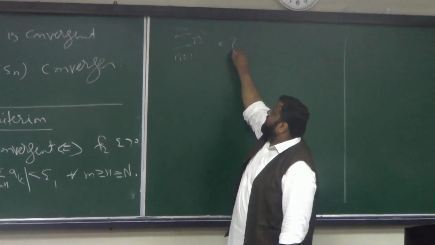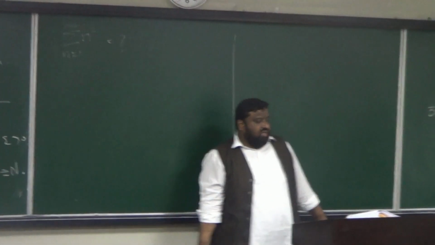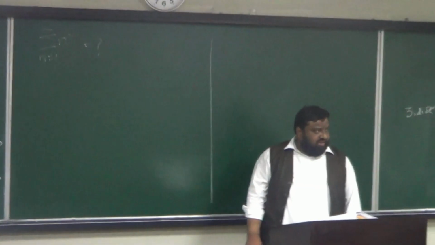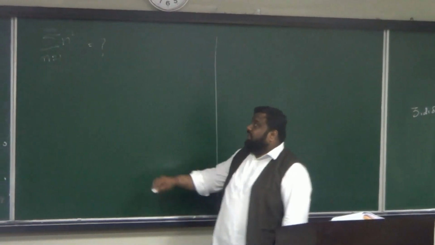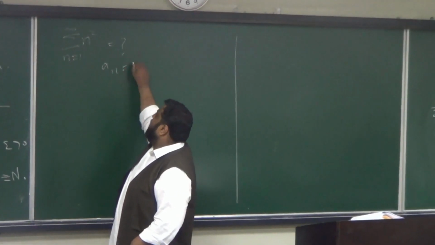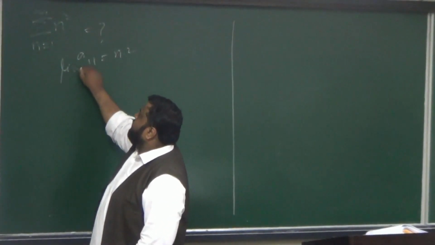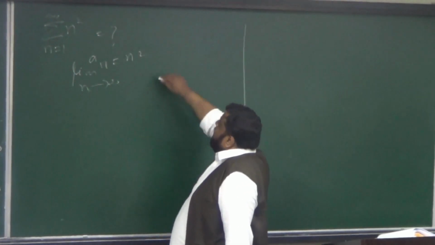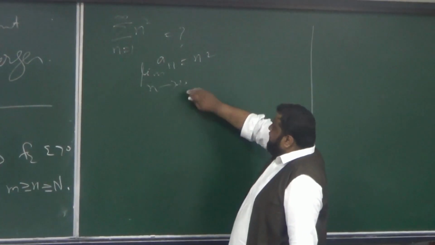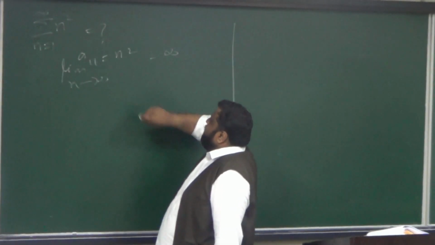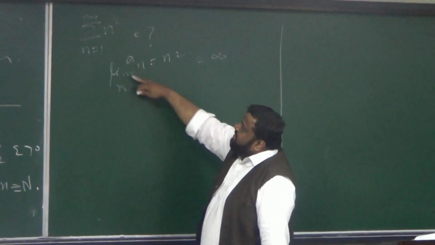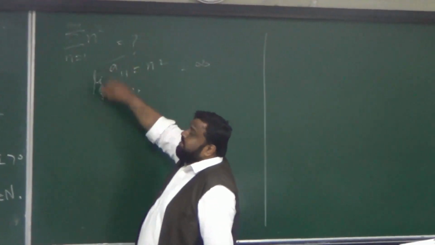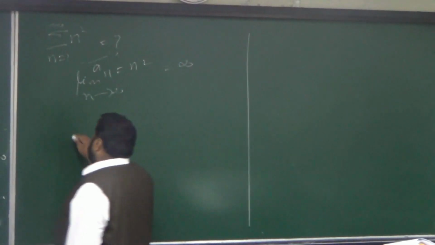What do you say? Is it convergent or divergent? Your first attempt should be to see whether it is divergent or not. Now what is a_n here? The a_n is n squared, and you take the limit as n approaches infinity, and it is going to explode. Therefore this condition is obviously not satisfied, so the series must be divergent.